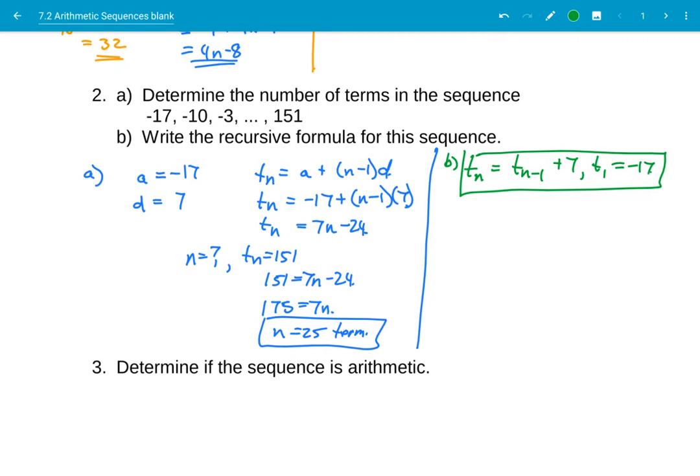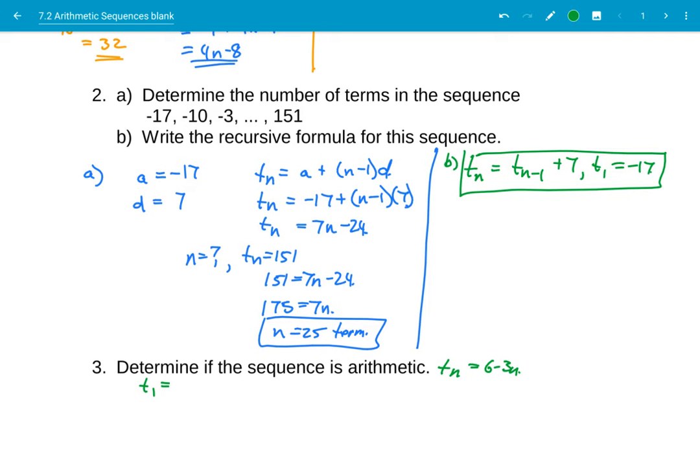Determine if the sequence is arithmetic. Well, I kind of already did. The sequence is arithmetic, and the formula is not given here. So let me just write down the formula. Tn is equal to 6 minus 3n. So just try it out.